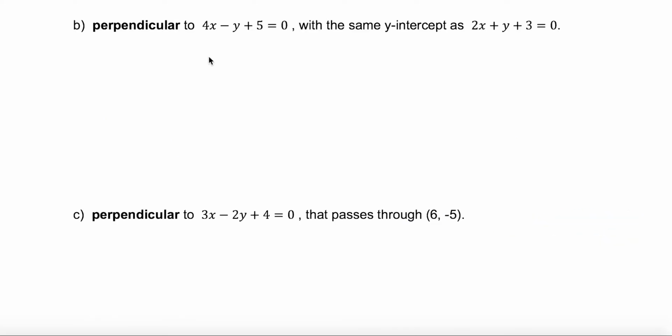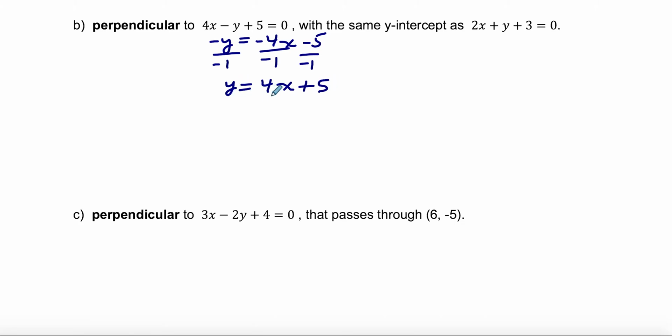So in part B, now we're looking for the equation of a line that is perpendicular to this one, and it has the same y-intercept as this one. So again, what's really helpful is if I could see what this slope was. So if I write this in y equals mx plus b form, minus 5, because I'm moving positive 4x, so it's negative. Positive 5 becomes negative. Divide everything by negative 1. I get y equals 4x plus 5.